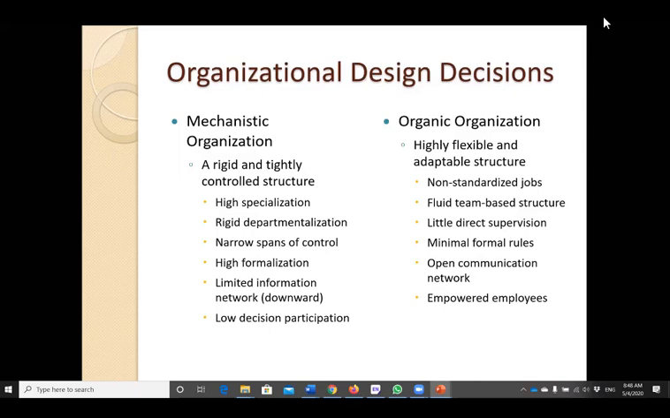So little direct supervision will be needed. People need to supervise or control their own job. This next one is minimum formal rules. You may not need formal rules because you need to be very flexible to adapt to the change in the environment.